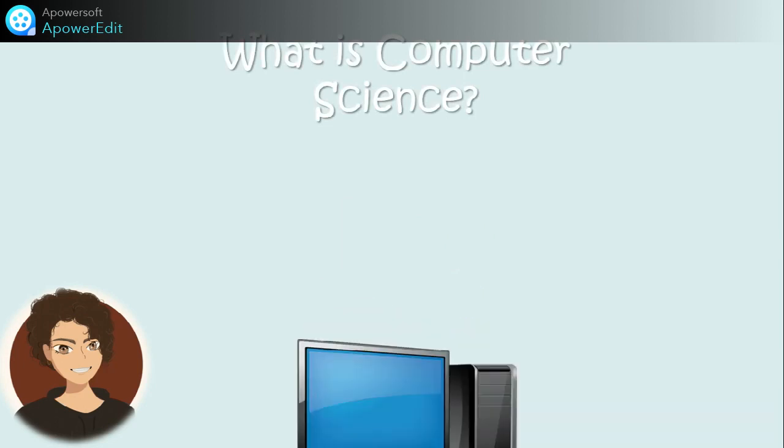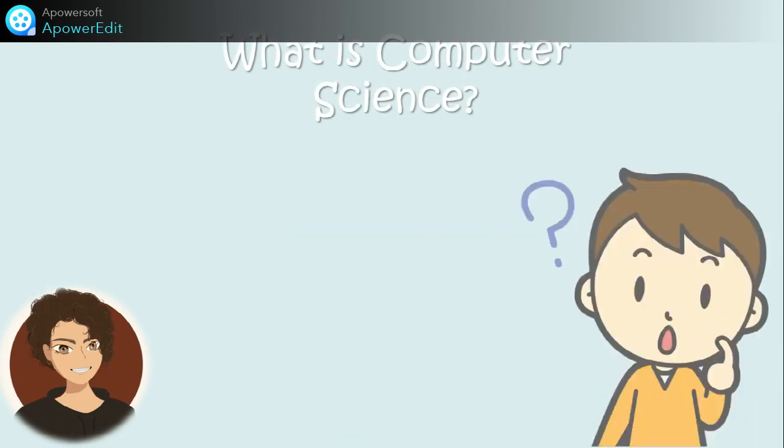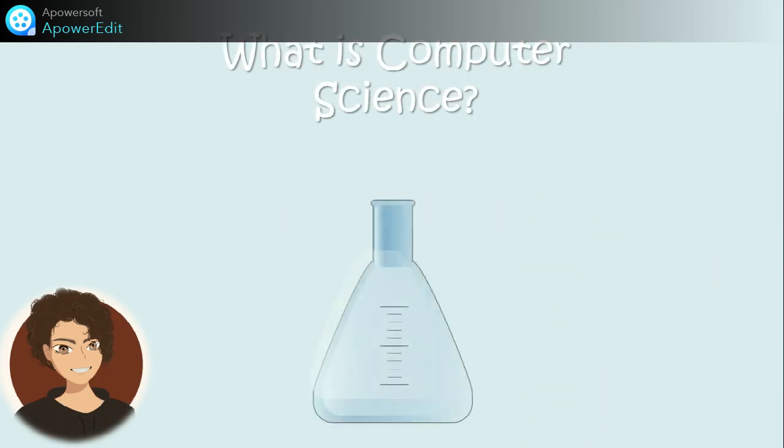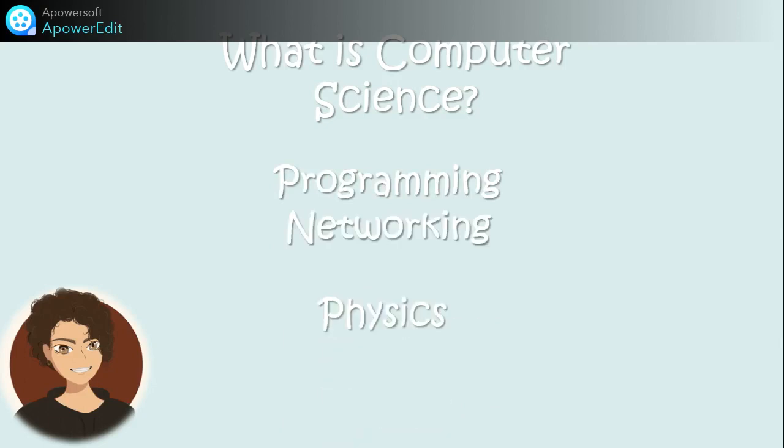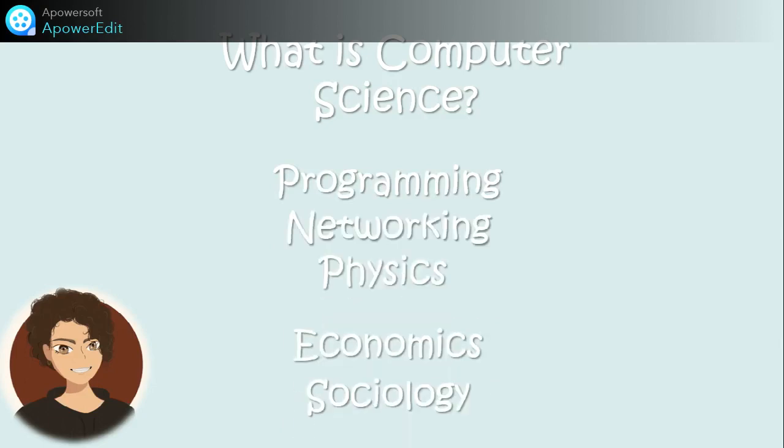Now, what is computer science? Is it a computer? Nope. Is it a glass full of code? Not exactly. Computer science spans a range of topics like programming, networking, and physics, and can support other topics like economics and sociology. We will be going into these topics today.